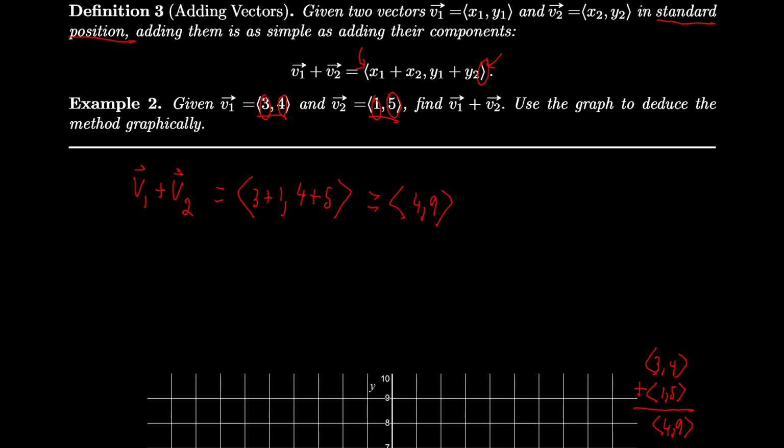Anytime that you see these braces like this, you know that you start at 0, 0 and you end at your terminal point, which is given to you here. You start at 0, 0 always when you're using these braces. You end at, for this one, 4, 9. So let me show you that on a graph.